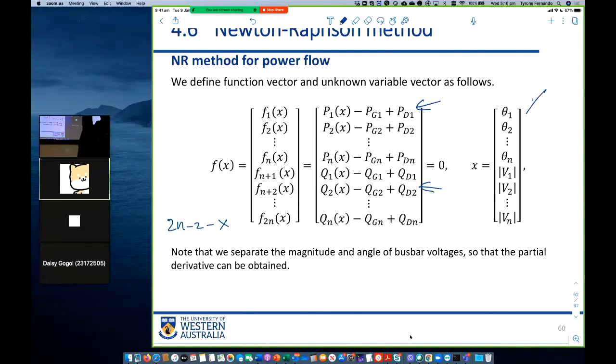Unknown variables are the angles of the voltages and the magnitudes of the voltages. Of course, the slack bus voltage magnitude and slack bus angle do not appear there. That's why we have two less equations, two less unknowns. For the generator buses, the voltage magnitude doesn't appear in the unknowns, and that's why we have one less equation, one less function. So x less functions because there are x generators.